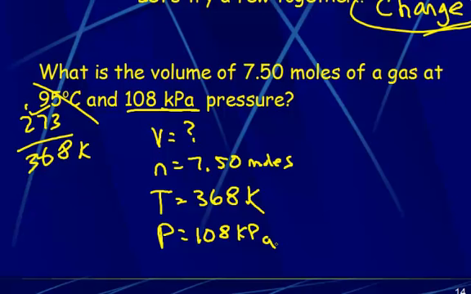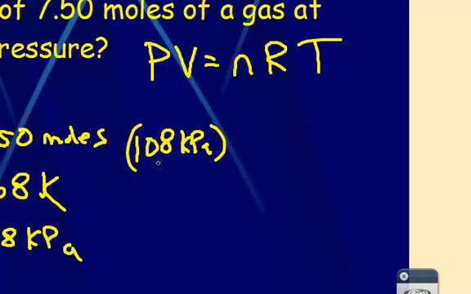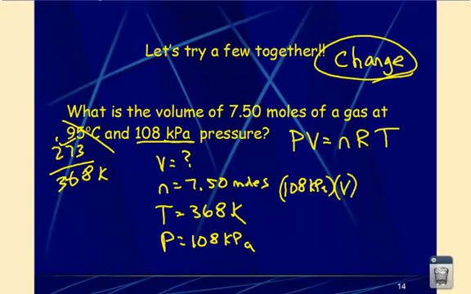We have three of them. Just like I said in the beginning, as long as you have three of them, you can solve for the fourth one. How? PV equals nRT. Plug them in. We have the pressure, 108 kPa. We have the volume? No, we don't, we're looking for it. We have the moles, yep, 7.50.